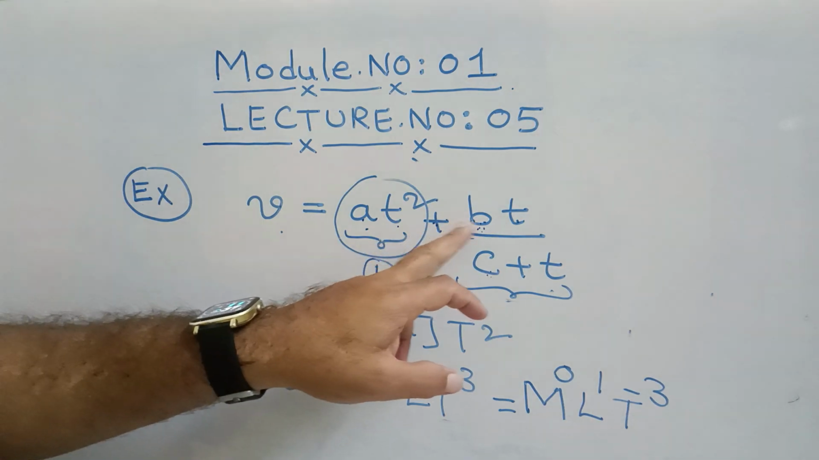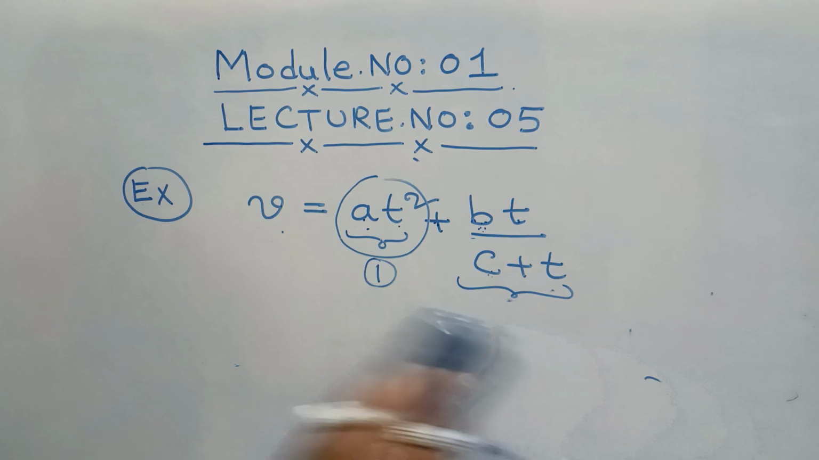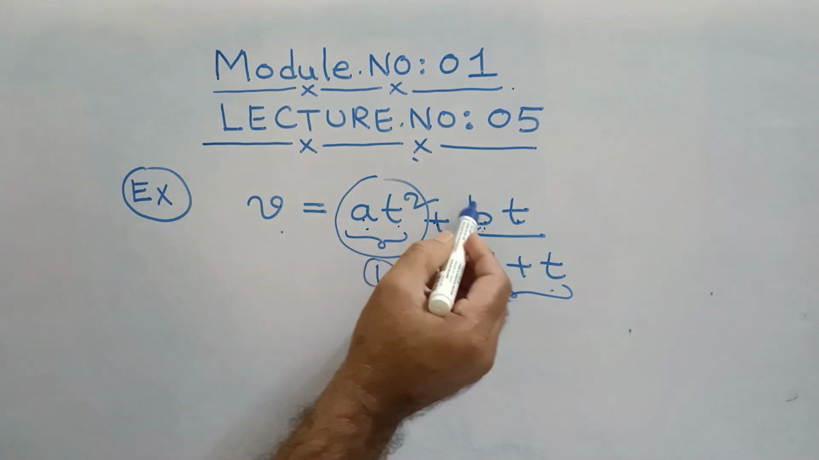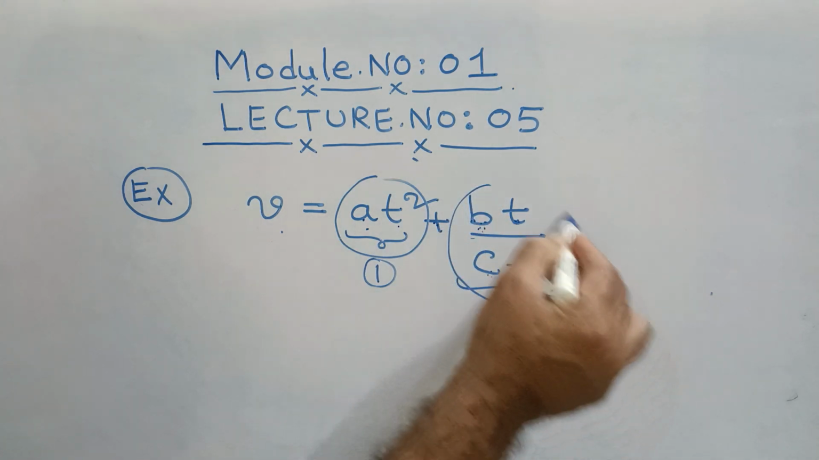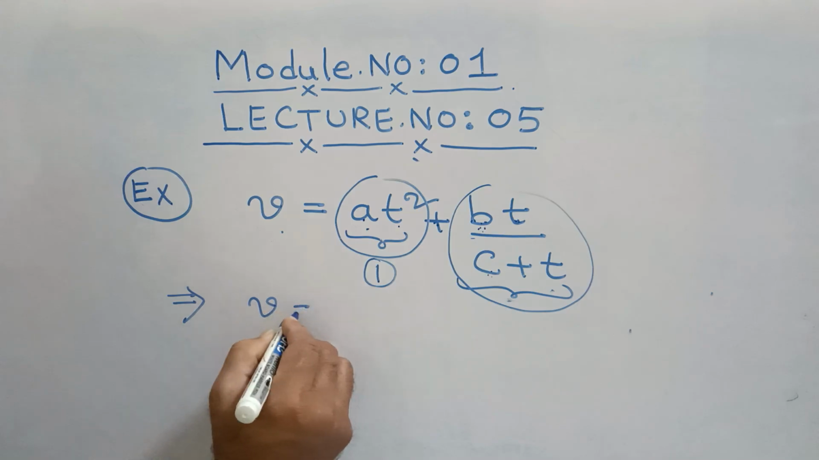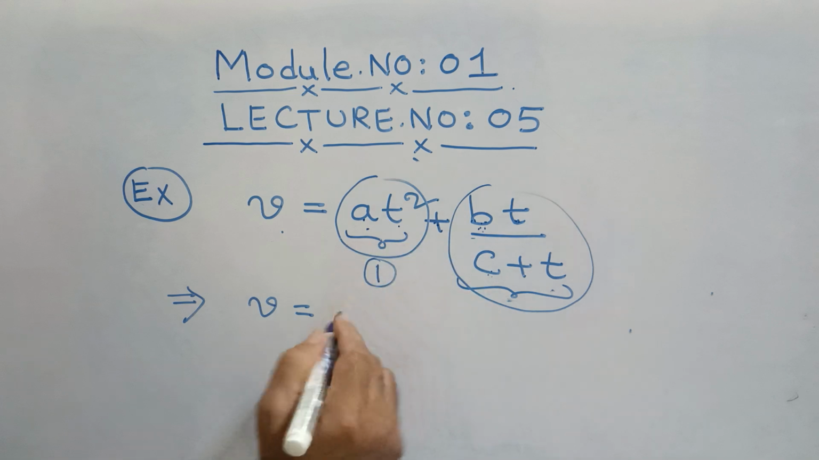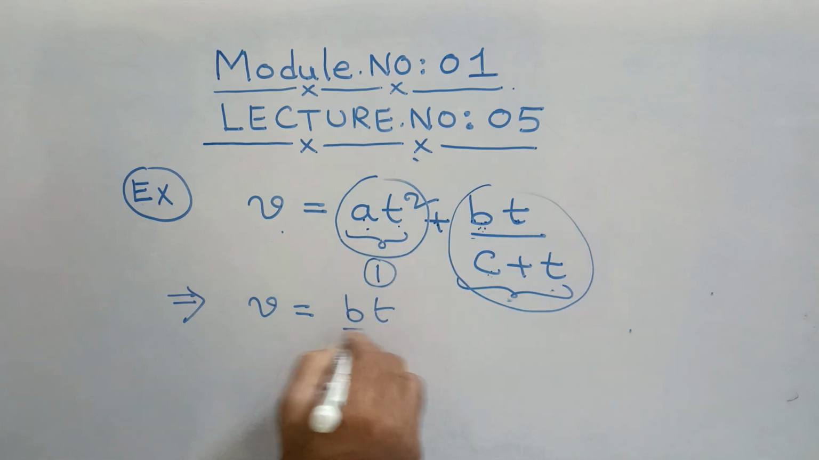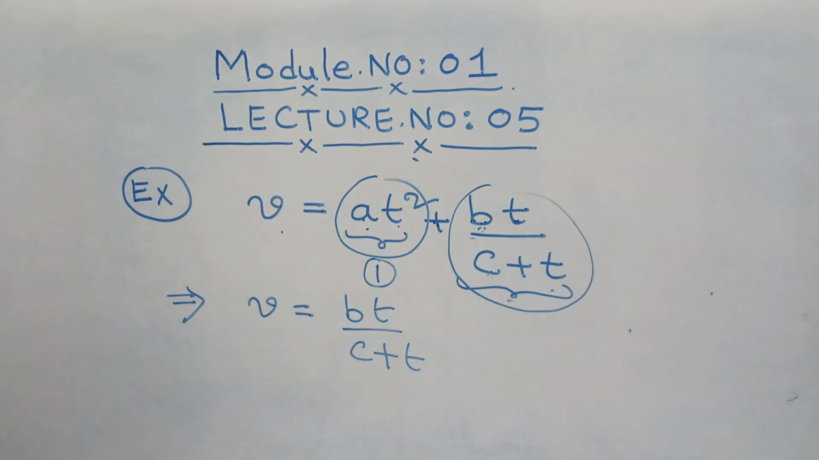And coming to the second term. Now you can equate the second term. What is the second term? This B into T by C plus T. This entire expression is the second term. In the second step, this V must be equated to this second term, B into T by C plus T. Remember that in the denominator part, C plus T is given.